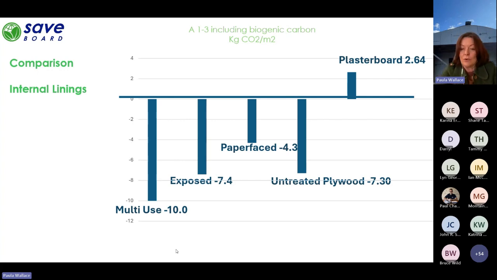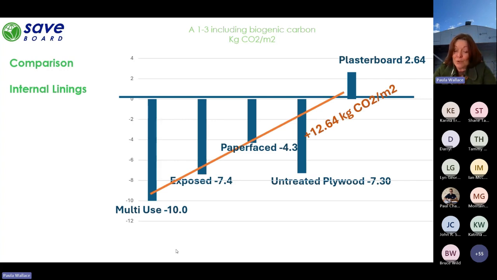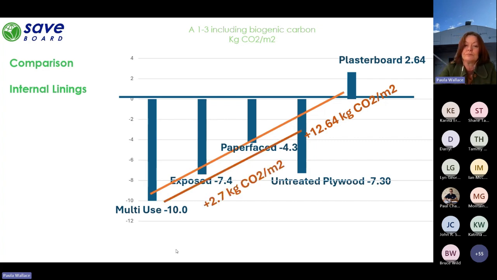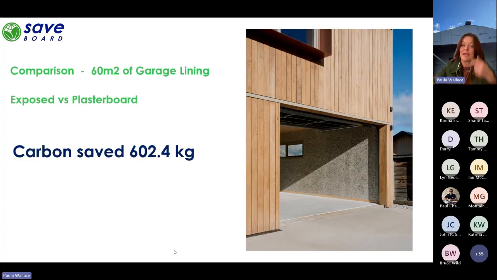2.64. So the savings per square metre of product, if you were looking at a multi-use instead of using a plasterboard, for example, you would be saving 12.64 kilos of CO2 per metre square. If you were to use multi-use instead of untreated plywood, you'd get a saving of 2.7 kilos of carbon per metre square. So these next slides are a look at some real life project examples.